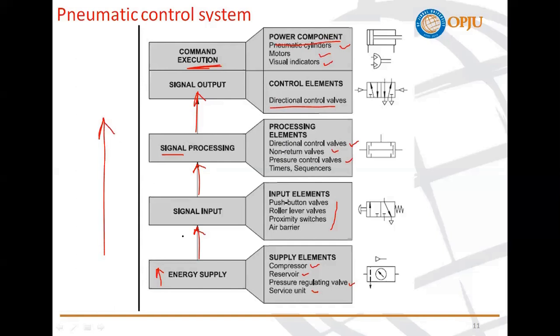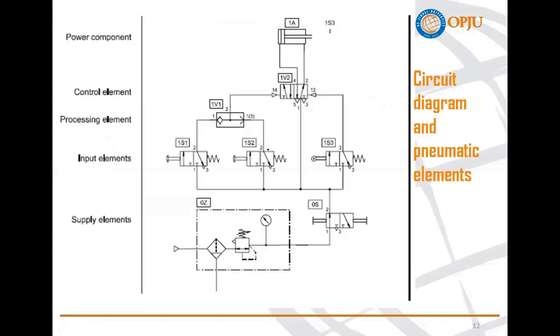Let's see one by one how the various types of components are being used. This is the basic component. Supply elements, you can say the compressor is being used. Then input elements, various types of valves are used. Then processing element, we can use the directional control valve. Then control unit, also we are using the directional control valve. And finally the power component, we are using the various types of motors or actuators. Let's see in detail.